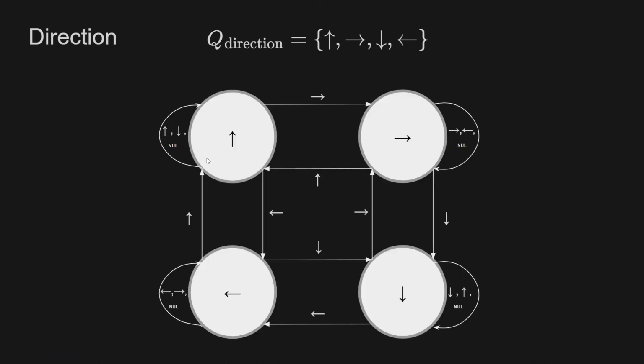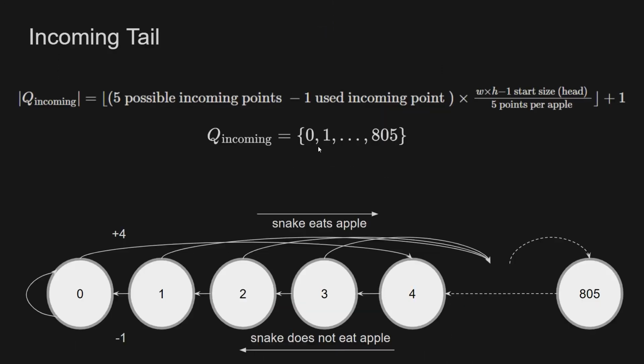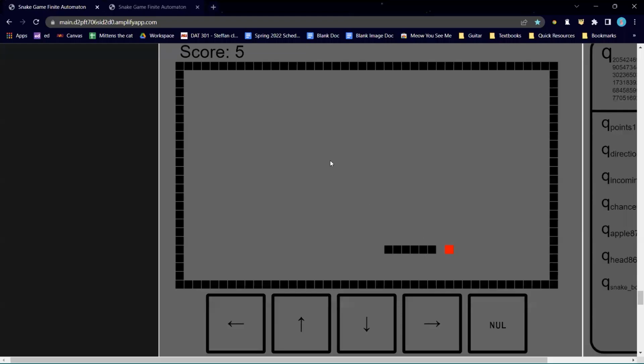The direction is represented with 4 states: up, right, down, and left. There's a state which I call incoming tail, which represents the number of pixels that the snake has to grow by after eating an apple. So right now the snake won't grow at all, so it has an incoming tail of 0. But after it eats the apple, it will grow by 5. So right now it has an incoming tail of 4, 3, 2, 1, and now 0.